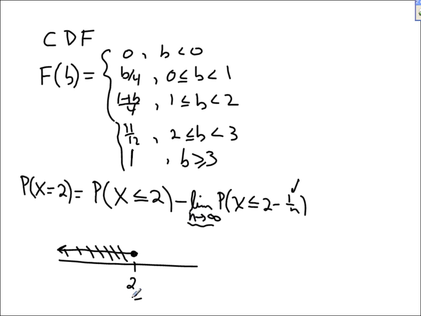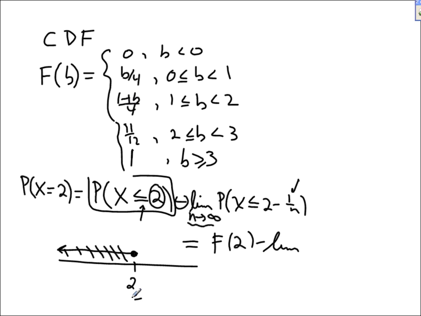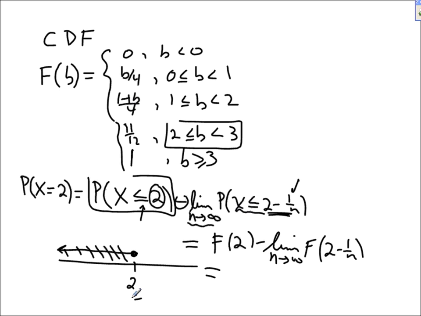This one, since it's the probability that x is less than or equal to something, that's f of the something, minus the limit as n goes to infinity of p of x is less than or equal to that. Well, that's just f of 2 minus 1 over n. Now, f of 2 is straightforward because we can use our rule. Here, b can equal 2, or x can equal 2. You get 11 over 12.